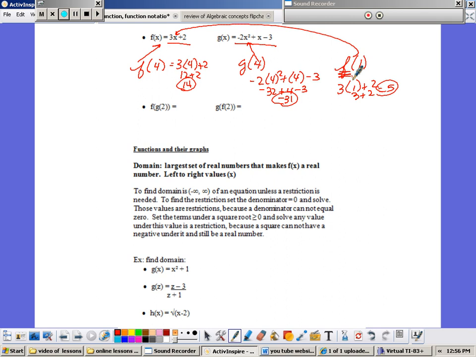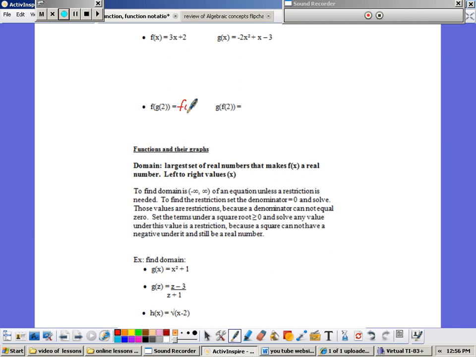This is a compound. I got to do two different things. First of all, you can see it written like this, or sometimes it'll look like almost like the word fog, and this will look like golf. So if you see it either way, that's what it means. It wants you to take 2 and put it into g. So I'm going to take negative 2 times 2 squared plus 2 minus 3. 4, negative 8 plus 2 minus 3. Negative 11 plus 2, negative 9.